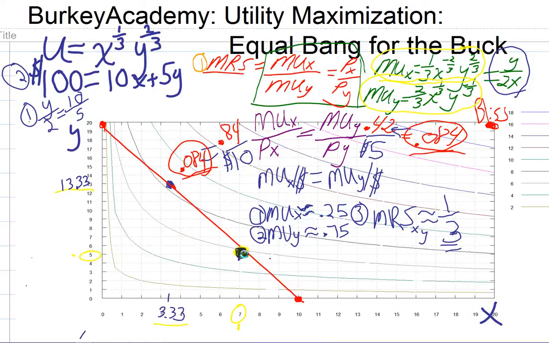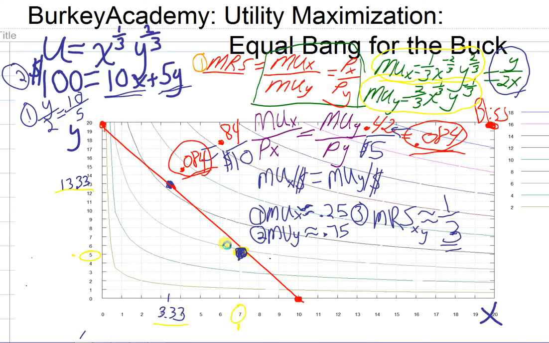Every time you give up 1 X, let's look at the budget line. What do you have to do? Well, if I give up 1 X, it's $10. How many Y's can I get? 2. I can get 2 Y's when I give up 1 X. So if you gave me 1 Y, I'd be willing to give up 3 X's, but we don't have to do that with the prices the way they are.